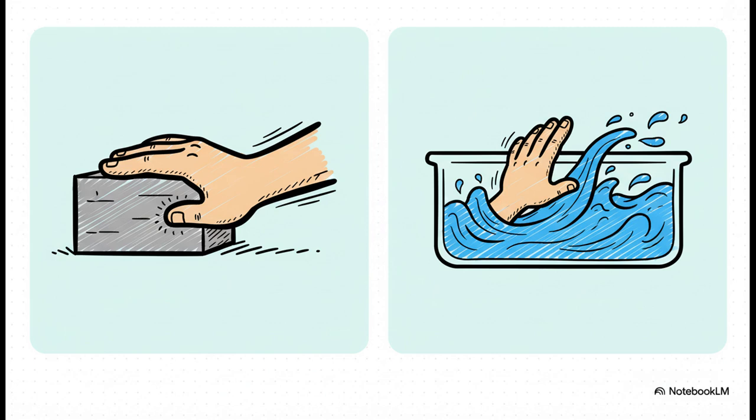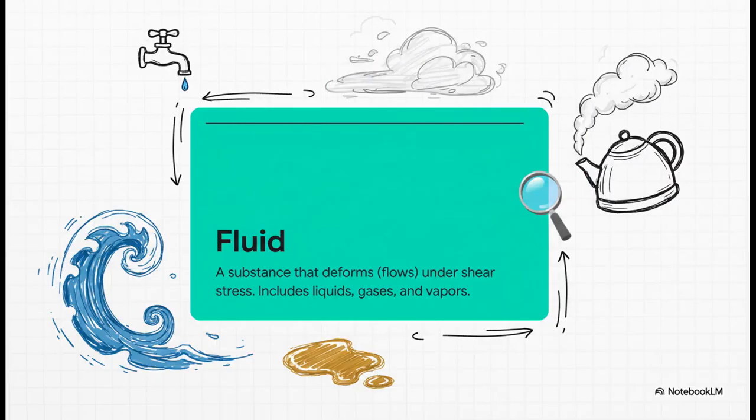That sideways pushing force, well, that's what physicists call shear stress. But now imagine trying to do the same thing to water. What happens? Your hand just glides right through it. Fluids don't really resist that force. Instead, they flow. And that brings us to the official definition. A fluid is basically any substance that just keeps deforming or flowing as long as you apply that shear stress.